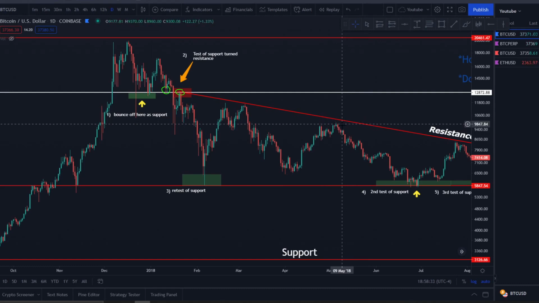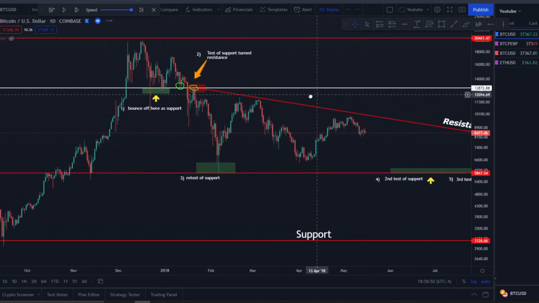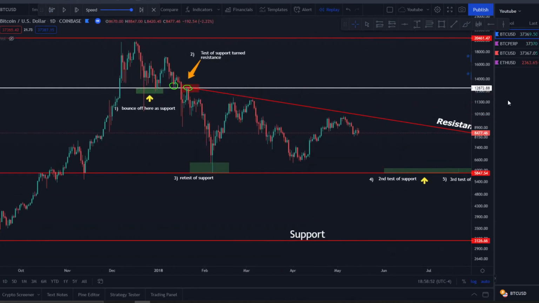and we come back up here to 9,900 about, and then we get rejected again. Now at this point, this is when you can identify the downward trending resistance line. So we'll pretend that we're back here, and none of all that happened yet.